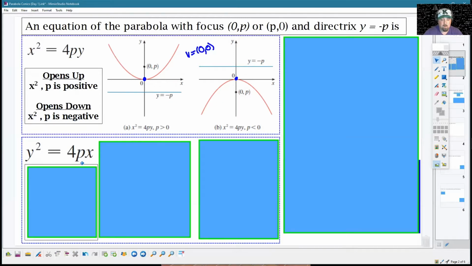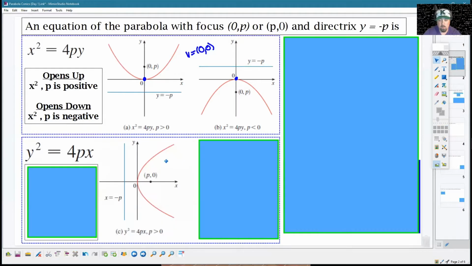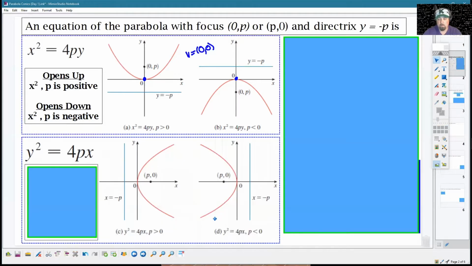Now, with this definition, that means we can actually get parabolas that open left and right as well. So down here we have one that opens left and one that opens right. And notice that now instead of our directrix being a y equals line like it was up here, it's an x equals line because we're opening left and right instead of up and down. And instead of our focus point being on the y-axis, so having a p-value for the y, notice the x value has the p on these. It's the p, 0 on both sides, okay?